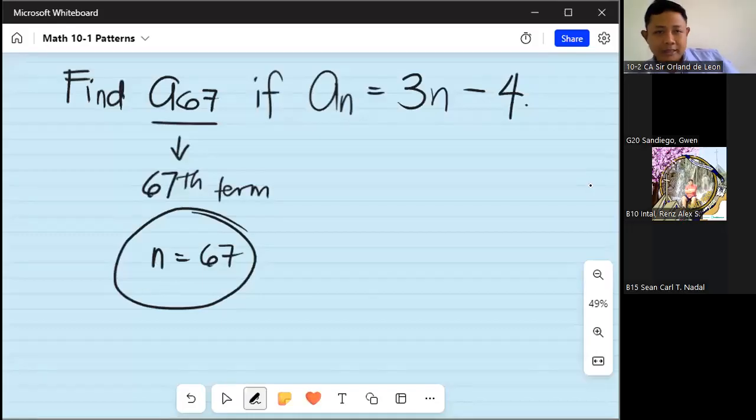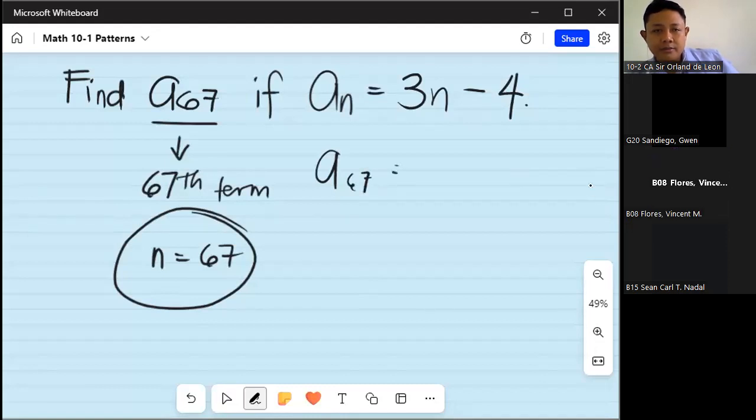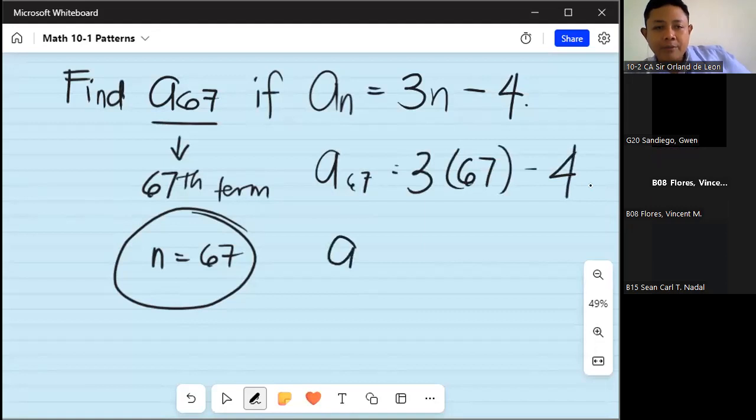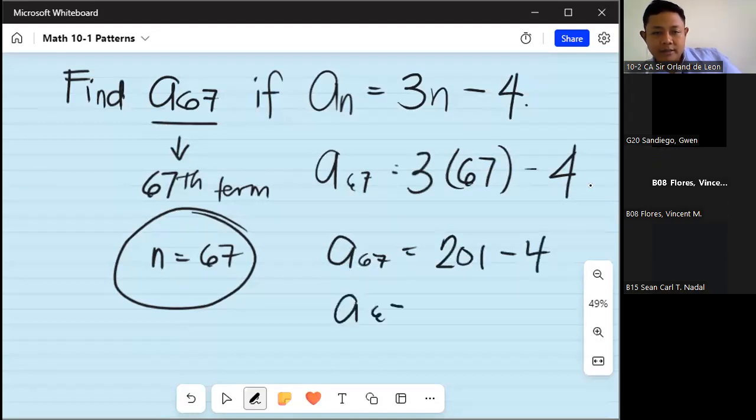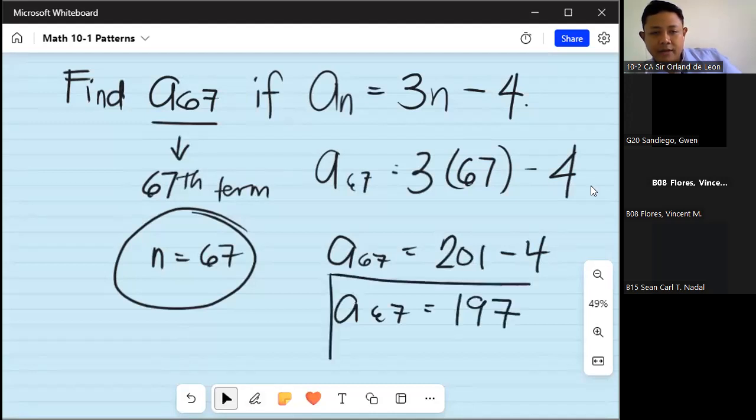Okay, so to continue, let's just substitute the value of n, which is 67. So A sub 67 is equal to 3 times 67 minus 4. By computing this, 3 times 67 is 180 plus 21, 201. So this is 201 minus 4. So A sub 67 is 197. Very good. And you got the same answer.